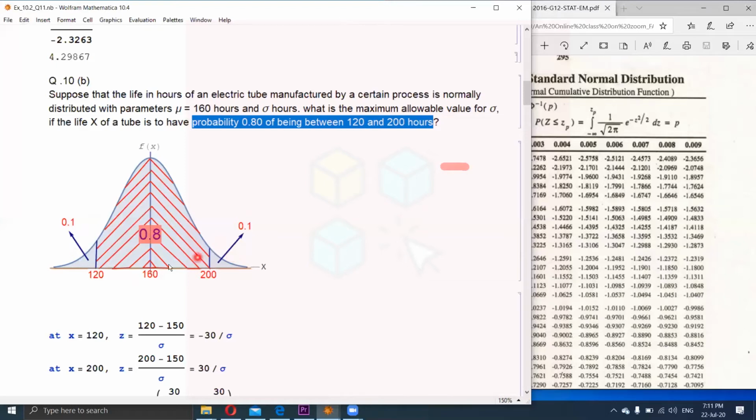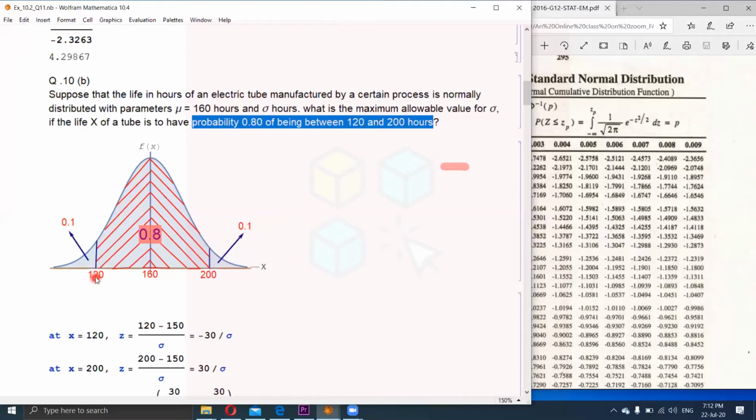We can observe that 160 minus 120, the difference is 40. 200 minus 160, the difference is 40. So both points are equidistant from the center. If both points are equidistant from the center, then the remaining areas on the tails are also equal. So half of the 0.2 is on the left tail and half is on the right tail. So the distribution of probability is 0.1, 0.8, and again 0.1, and the sum is 1.